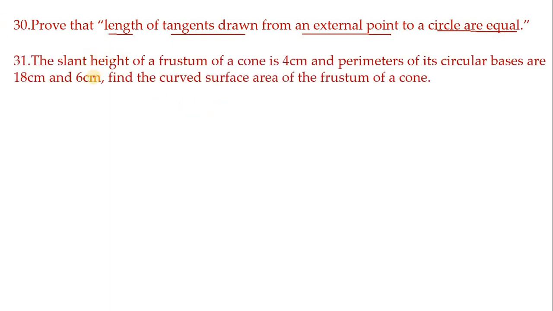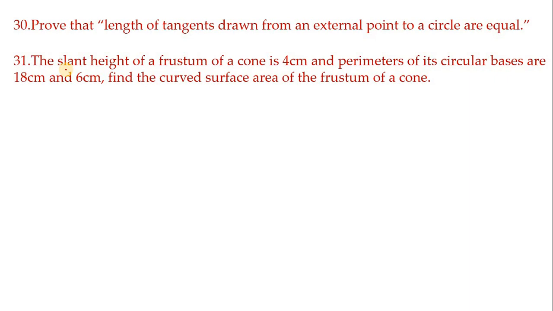The 31st problem. The slant height of a frustum of a cone is 4 cm and the perimeters of its circular bases are 18 cm and 6 cm. Find the curved surface area of the frustum of the cone. Children, in the examination, definitely one problem will be there from the concept of frustum of a cone, and this problem is from the chapter surface area and volume.